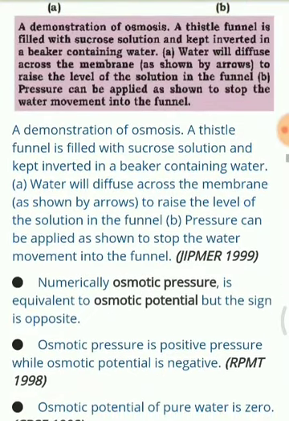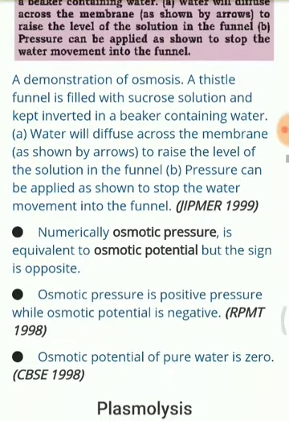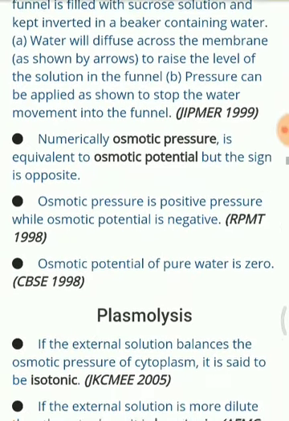Numerically, osmotic pressure is equivalent to osmotic potential, but the sign is opposite. Osmotic pressure is positive pressure, while osmotic potential is negative. Osmotic potential of pure water is 0.